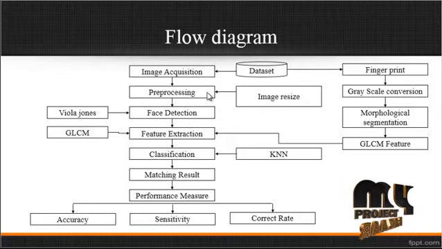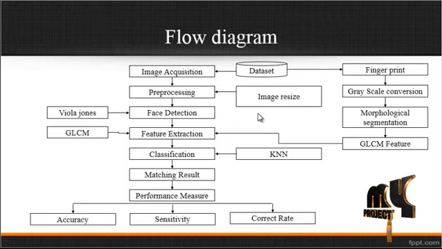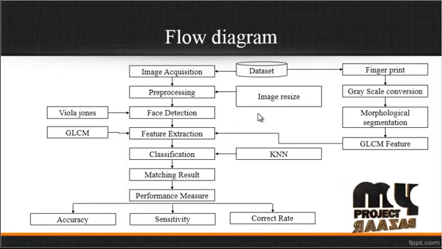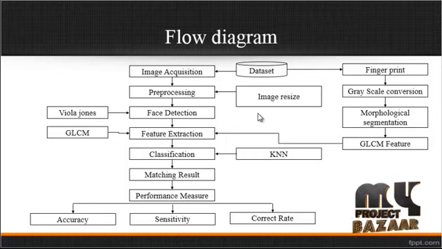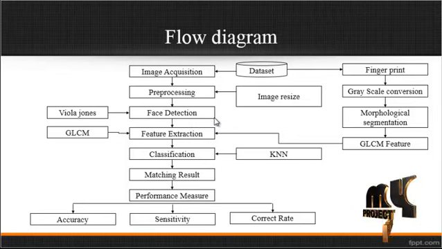That is the pre-processing. In this pre-processing, the image will be resized into 256 x 256. Because some of the images have higher dimensions, it will take too much time to execute the process. That's why we prefer image resizing, maintaining the aspect ratio of the image size. After that we move to the third stage of the project, that is the face detection. The face detection is done by using the Viola-Jones method. This is a kind of segmentation process.